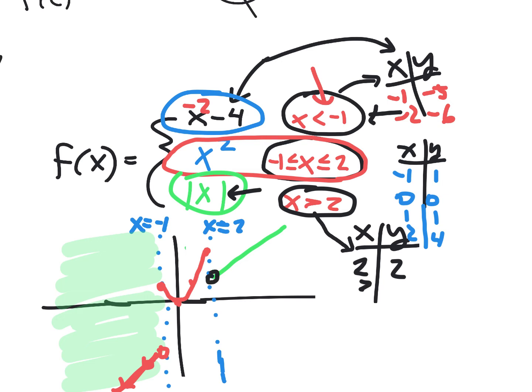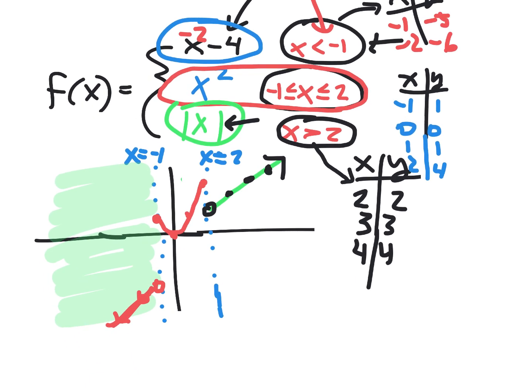And then if I put in a 3, I'll get 3. And if I put in a 4, I'll get 4. And I think I get the idea. It's just dots that go up like this. Yay, I'm doing it right. There is my piecewise function.